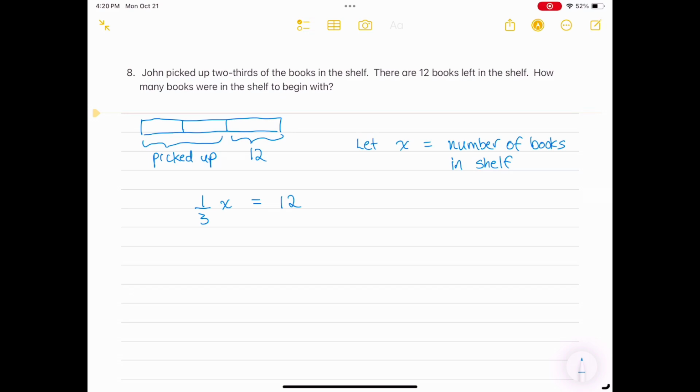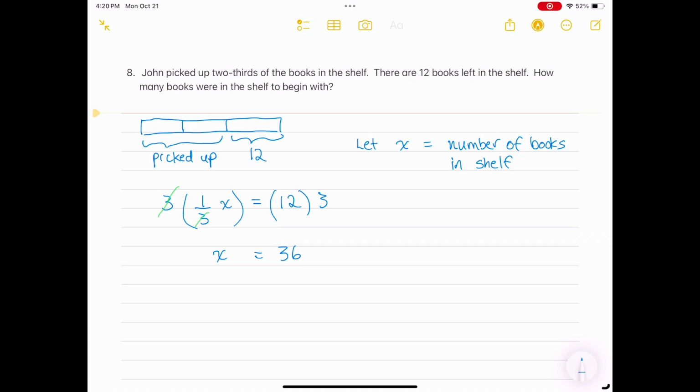And now we solve for x by multiplying the left-hand side with the reciprocal of 1/3, which is 3. And whatever we do on one side of the equation, we balance by doing on the other. So we multiply 12 by 3 on the right-hand side. On the left-hand side, the reciprocals cancel to leave x by itself, and on the right-hand side, 12 times 3 equals 36. Now we need to check our answer and evaluate.